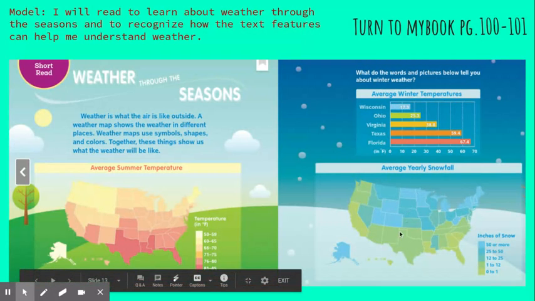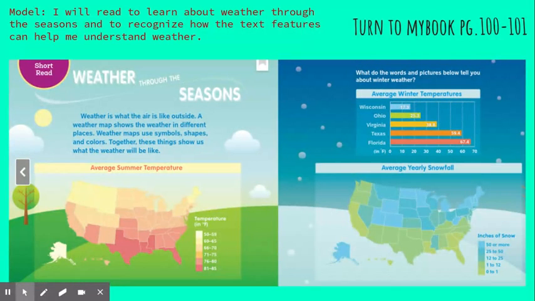And then over here on the next page, what do the words and pictures below tell you about the weather? So on this page, the graph shows us the average winter temperatures in Wisconsin, Ohio, Texas, and Florida. And the colder it is, the smaller the little graph goes across. And the hotter it is, like in Florida, it goes across further, because down at the bottom, the temperatures go from 0 to 70.